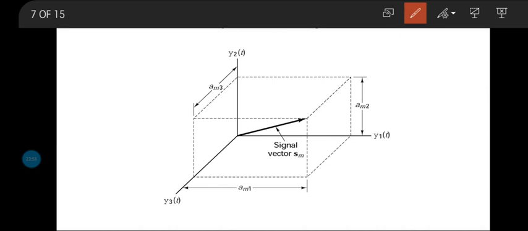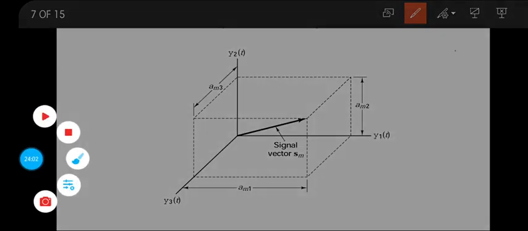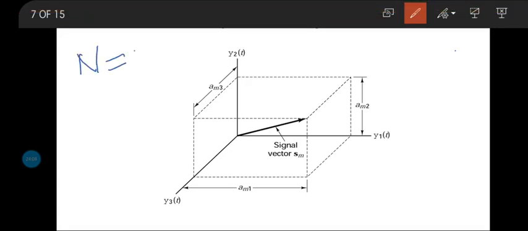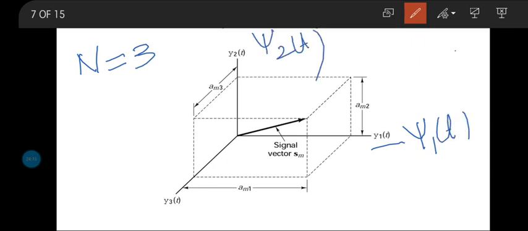Then keeping these things in mind, let us take an example of such a space with n equal to 3, which is as shown here. We are having mutually perpendicular axes which are designated as, there is a mistake here in the print, psi 1 of t, psi 2 of t, and psi 3 of t.